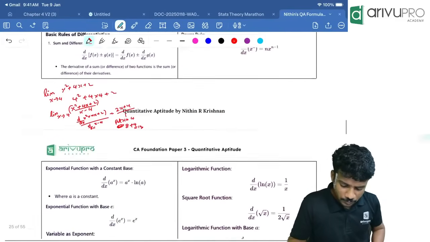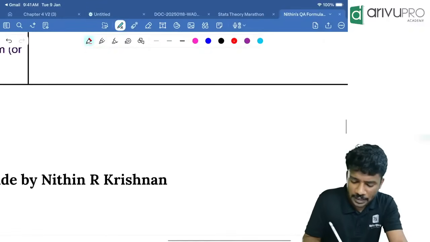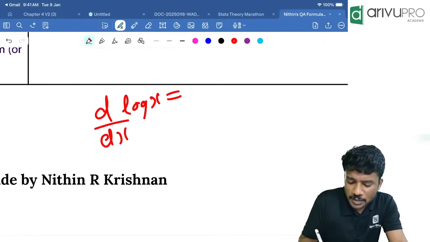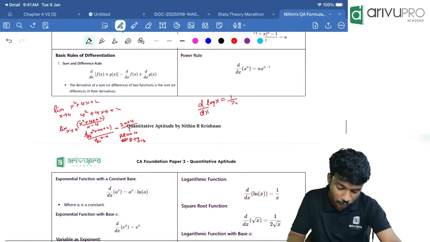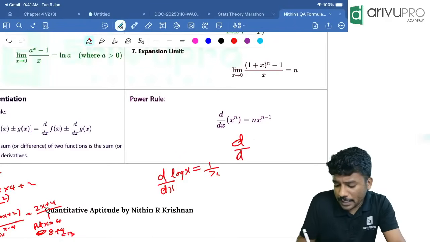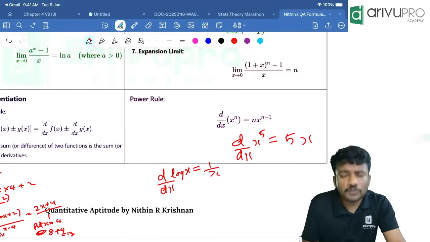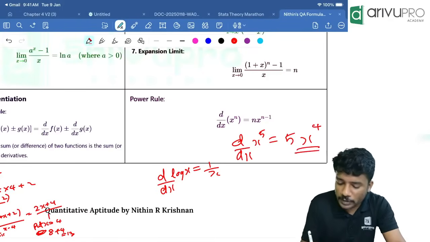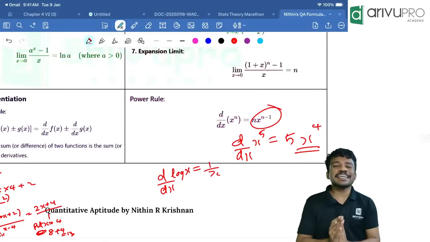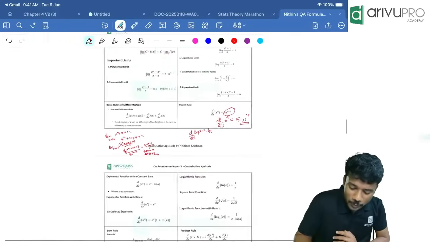Here, some basic differentiation I'll do. D by dx of log x is how much? 1 by x. I'll take you through these one by one. So what is the first rule? D by dx of x raised to 5 is what? 5 into x raised to 5 minus 1, that is nothing but x to the 4. That is written over here. D by dx of x raised to n is nothing but n into x raised to n minus 1, people.